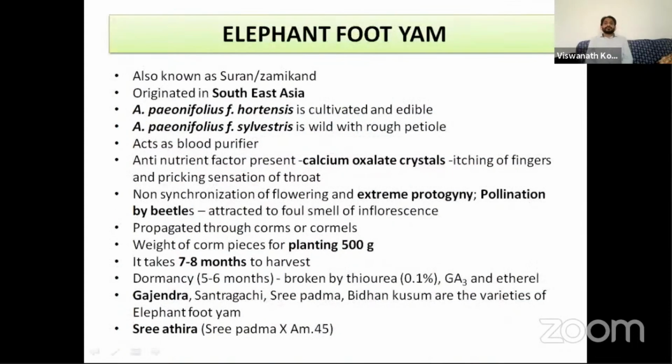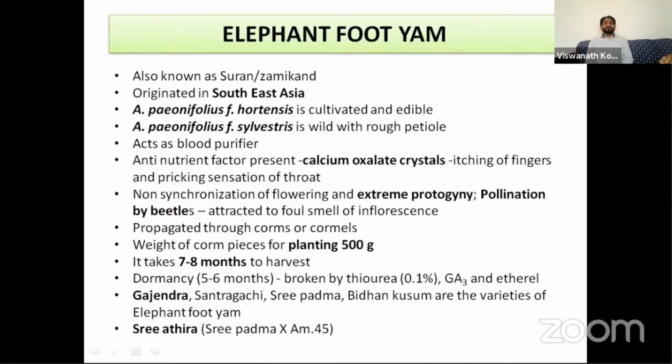Another important crop is the elephant foot yam. It is also known as Suran and Jamaican. It is also popular in Eastern India, especially in Bengal and Bihar. There are two types of elephant foot yam. Amorphophallus paeoniifolius form hortensis is cultivated and edible, and form silvestris is wild with rustidiol.